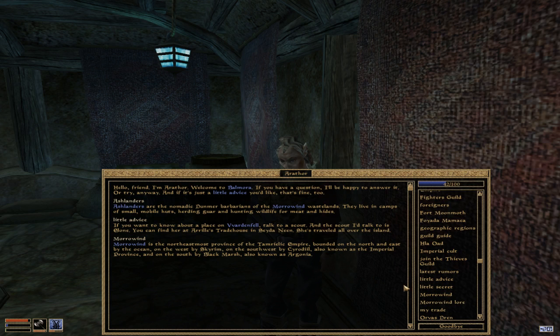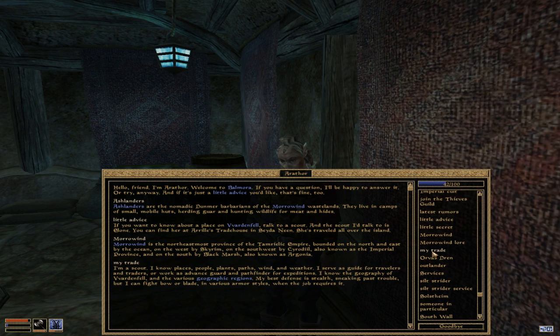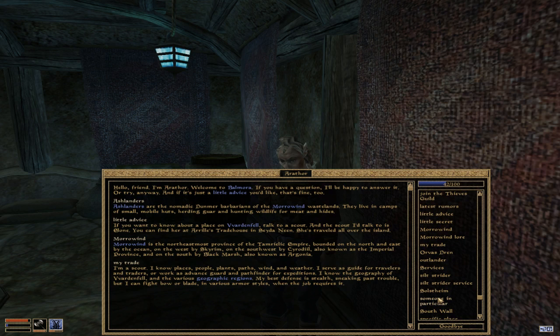Morrowind is the northeastmost province of the Tamrielic Empire, bounded on the north and east by the ocean, on the west by Skyrim, and on the southwest by Cyrodiil, also known as the Imperial Province, and on the south by Black Marsh, also known as Argonia.